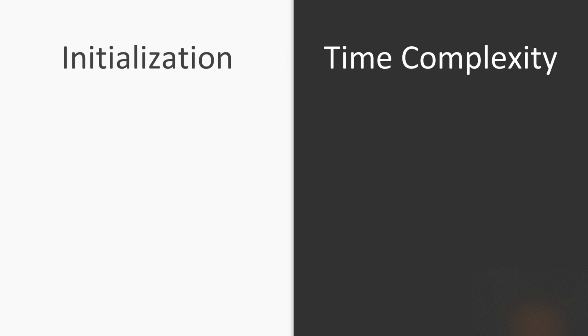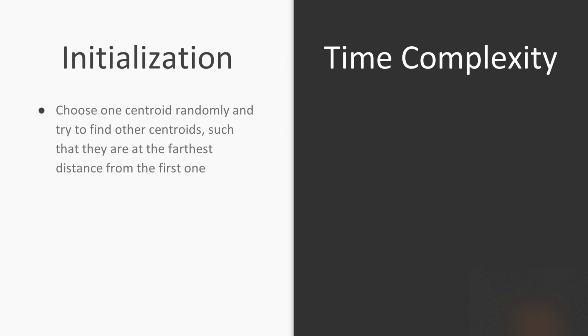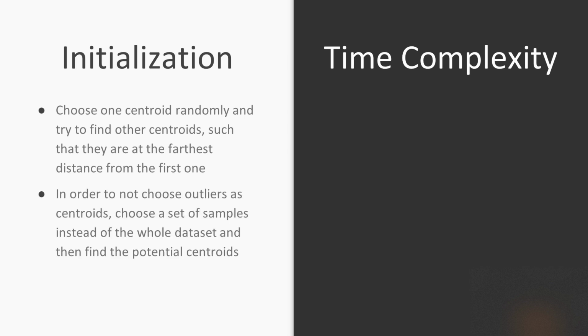There are two important issues that need to be considered in k-means clustering: initialization and the time complexity of this algorithm. For initialization, we choose one centroid randomly and try to find other centroids such that they are at the farthest distance from the first one. In order not to choose outliers as centroids, choose a set of samples instead of the whole dataset and then find the potential centroid.